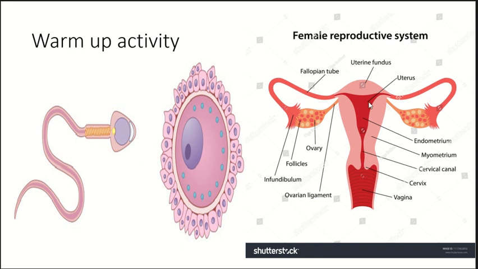Then it is also formed from the uterus, which is the site of fetal development. And as we know, the uterus is made up of the endometrium, which is the inner lining of the uterus, and the myometrium, which is made up of muscles and aids in delivery. And at last you have the vagina, which is the copulatory organ.